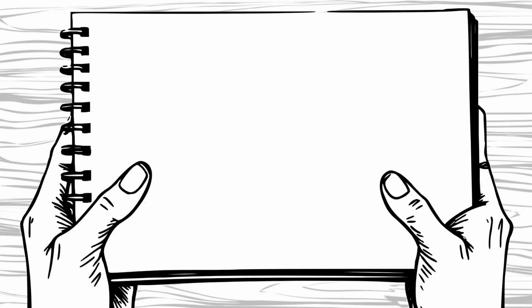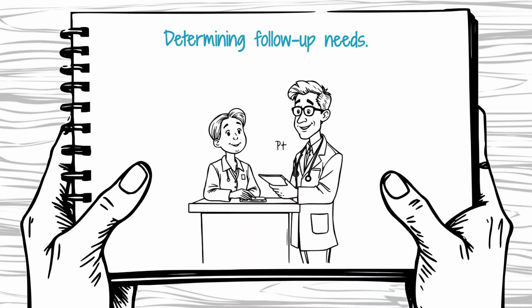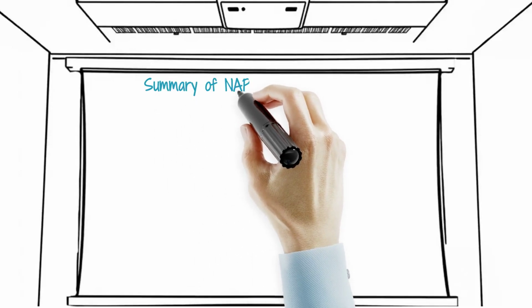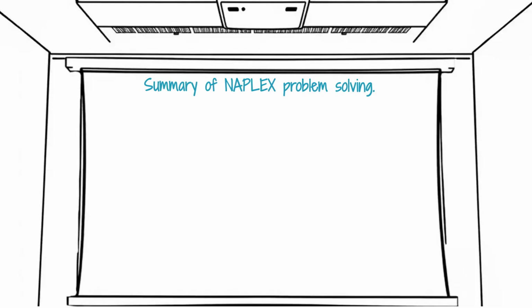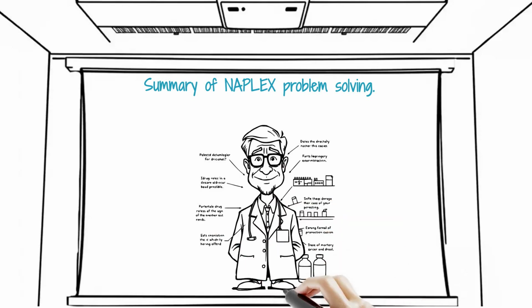Finally, determine follow-up needs. Discuss the importance of monitoring blood pressure and renal function periodically to assess the therapy's efficacy and safety. In summary, addressing this NAPLEX problem involves understanding the drug's role, evaluating correct dosing in light of the patient's conditions, and foreseeing possible interactions and monitoring needs.